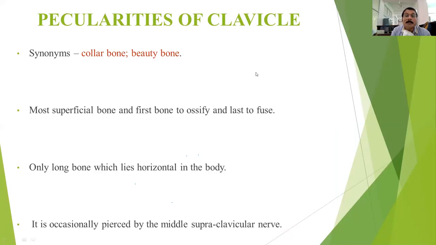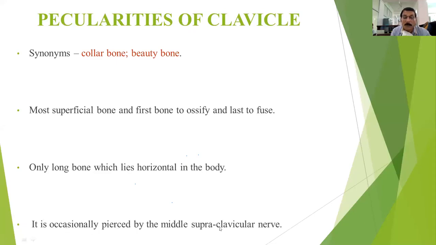So the peculiarities of the clavicle are very important. It is a collar bone. Beauty means the thinner, the more beautiful. It is a superficial bone, which starts ossification early, but is the last to fuse. It is a long bone horizontally placed. This is the only long bone that is horizontally placed. All others are axially placed, longitudinally.